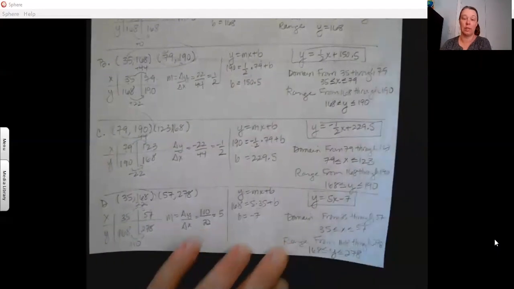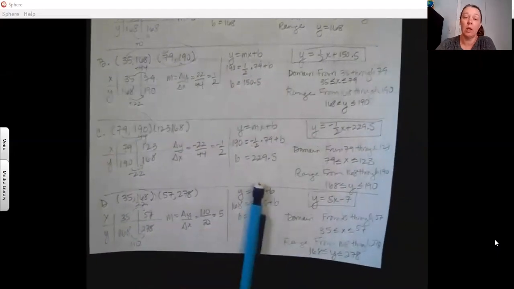Okay, so that process of first finding the slope, then picking a point, any point, doesn't matter which point, substituting those into y equals mx plus b, solving for b, and then using your slope and your y-intercept to write your equation. That's the big idea. That's what we need to get out of this lesson today.